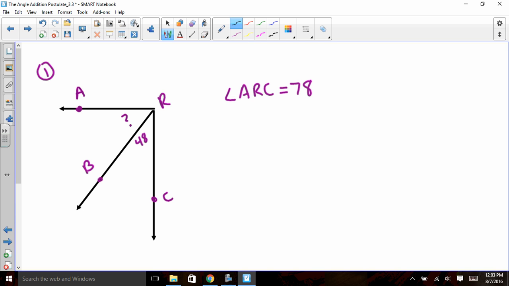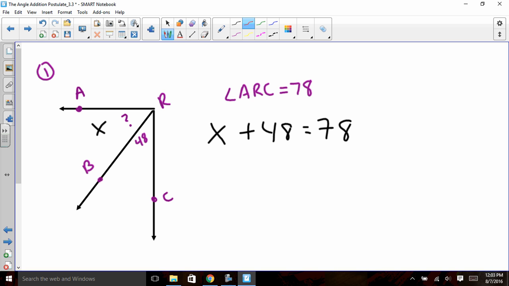Okay, let's go ahead and look at problem number 1. We're told in problem number 1 that we don't know what angle ARB is. We know that angle BRC is 48, and that angle ARC is 78. So what this is saying is we don't know this value, so we're going to just call that our unknown angle. According to my angle addition postulate, if I take angle ARB plus angle BRC, I'll get angle ARC. So what that's saying is my unknown plus the part I'm given will equal the total part.